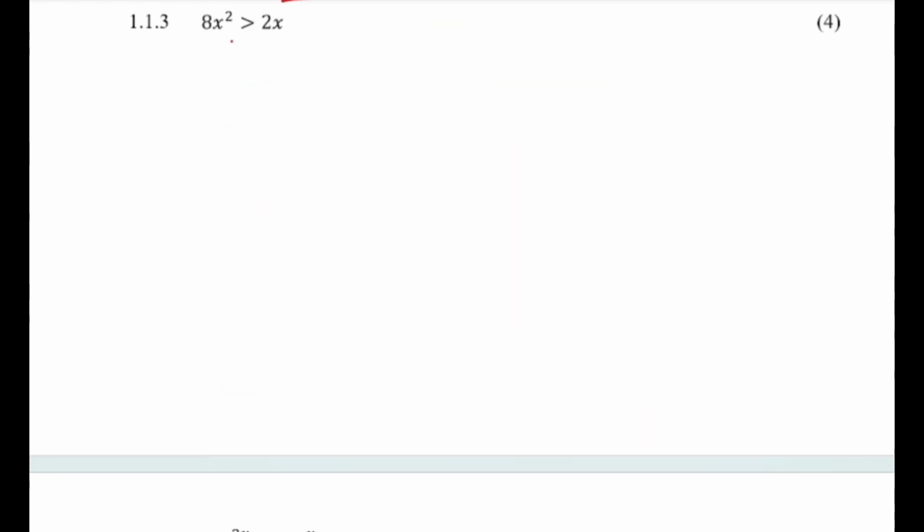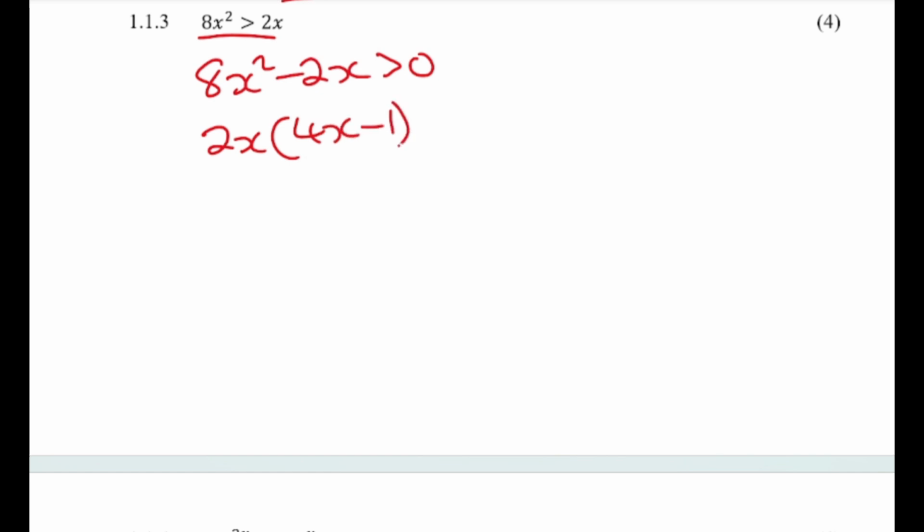Question 113 is actually an inequality. The way we solve an inequality is almost the same like the way we solve a quadratic equation. The last part, the solution, is where we're going to have a difference, right? Standard form first. So it becomes 8x squared minus 2x greater than 0. Right, which factorization can we do here? It can be the highest common factor. The highest common factor should be 2x and then 4x minus 1, like that.